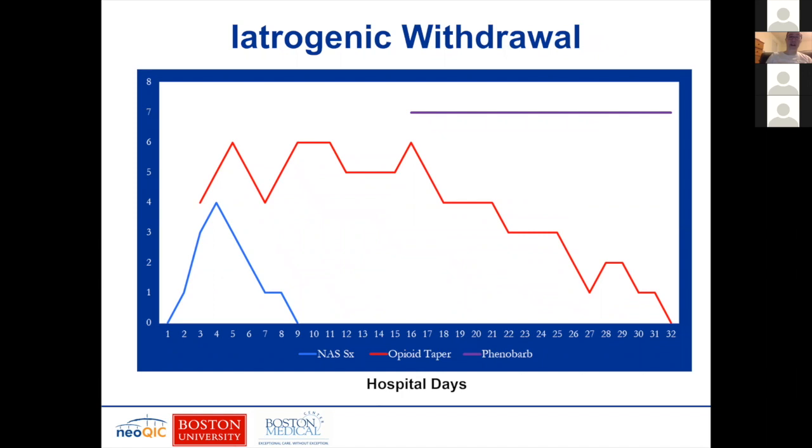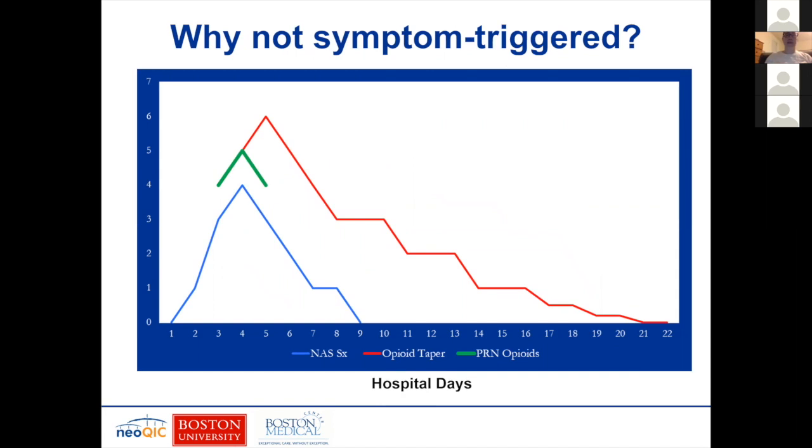However, we all know that it doesn't always go that way. Oftentimes the baby is weaning and then they get worse and have to go back up, and then you start the phenobarb and they're here for over a month. This is not too uncommon and still something we often see in some of our more challenging cases at BMC. So why do we do this?